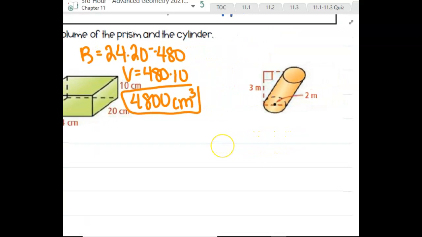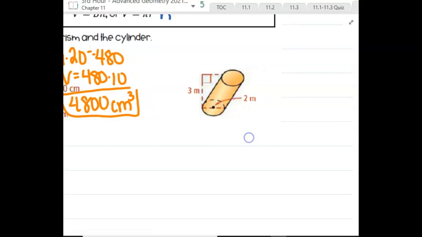Now moving over here to our cylinder. Remember, it's the same formula. We can be a little more specific because we know that the base is a circle, but let's still start with the same thing. Let's start by finding the area of the base. The base is a circle, so to find the area of a circle, we take pi r squared. What is the radius of that cylinder? 1. All the way across is 2, so the radius is 1. When I square 1, I still get 1. So the area of the base is just pi.